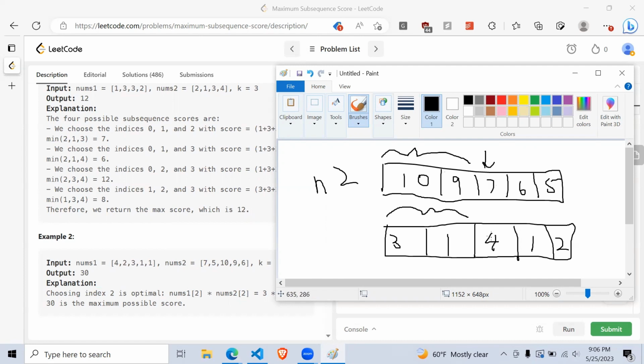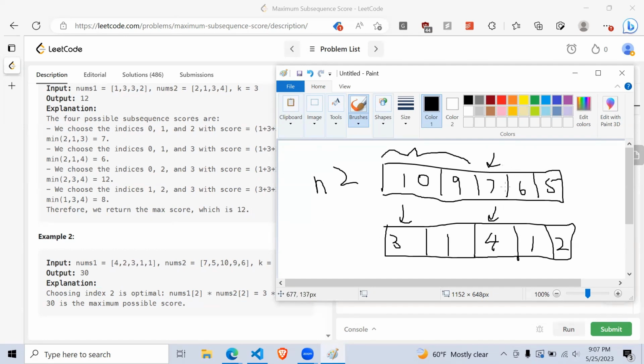For 7, out of 4, 1, and 3, which one's the largest? Well, from 1 and 3, we can tell that 4 is bigger than 1. So let's choose 4 and 3. And so our answer would be 7 times 4 plus 3, or (3 plus 4) times 7.